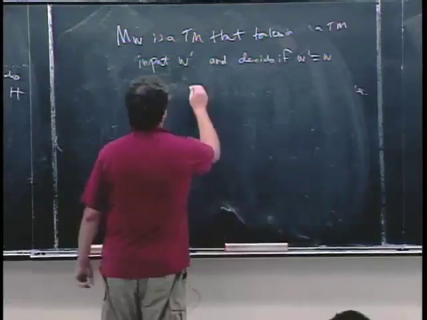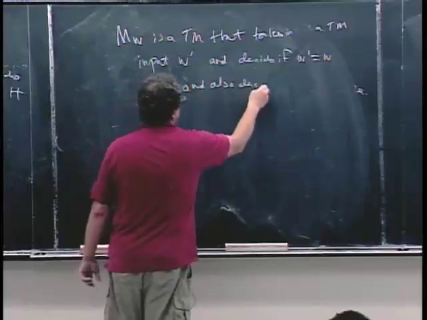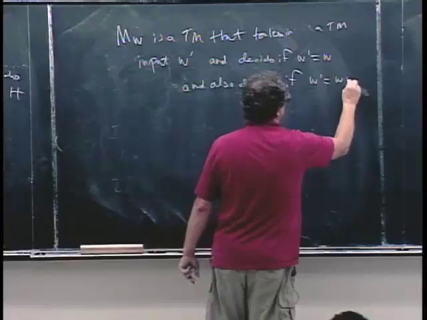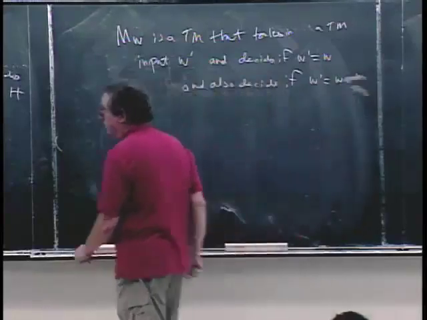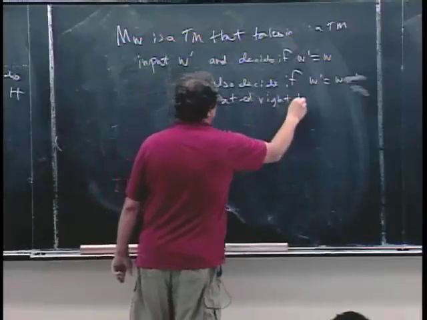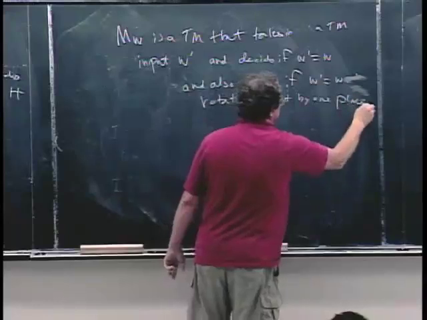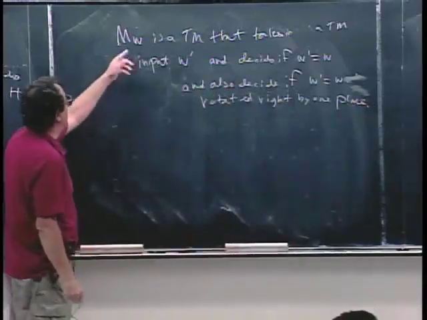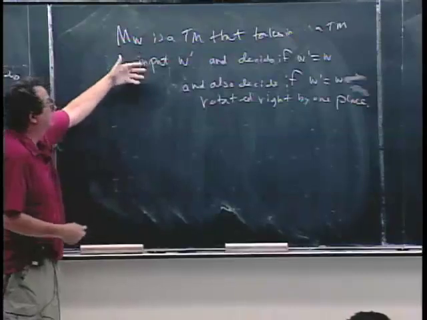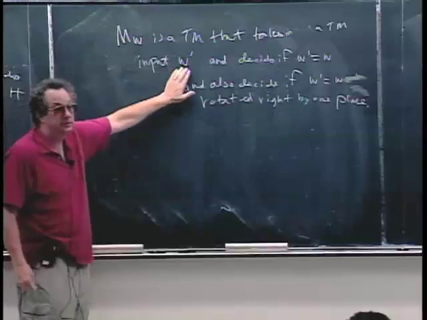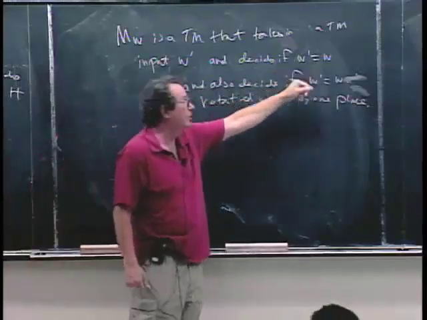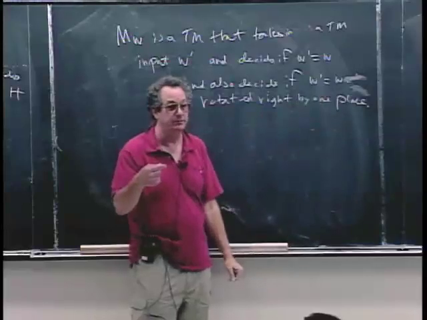And it can also decide if W prime is equal to W rotated, or what did I call it over here? Rotated or circular? Yeah, rotated, by one place. Okay? So that is the first thing that MW is supposed to do. It's supposed to look at whatever input it gets. It's supposed to be a Turing machine that can take in input, and decide whether that input is W or W rotated one position.